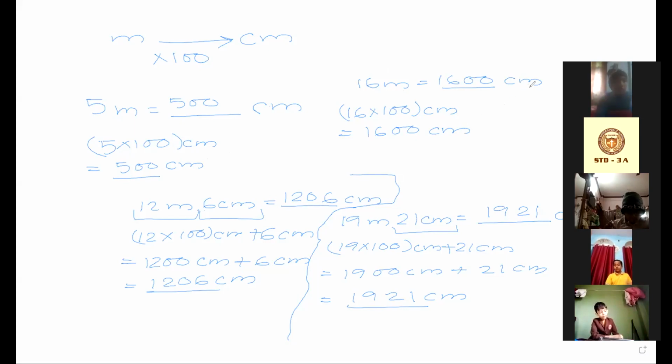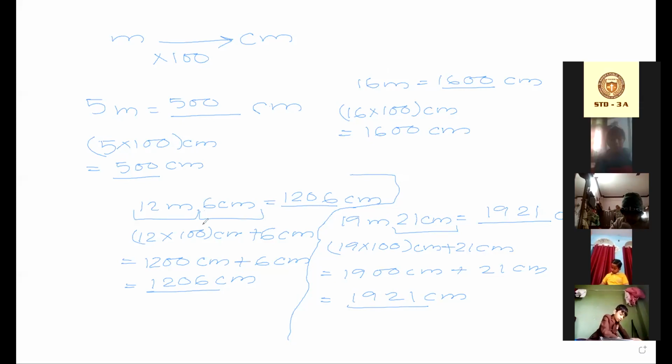16 meter has to be converted to cm. What do you do to convert to cm? Multiply by 100. So simply just multiply with 100. Okay, ma'am. Thank you. And this one.